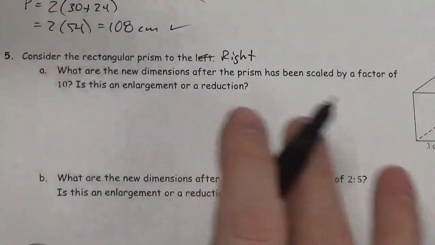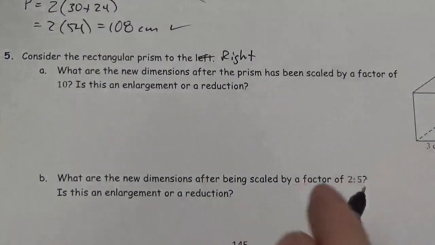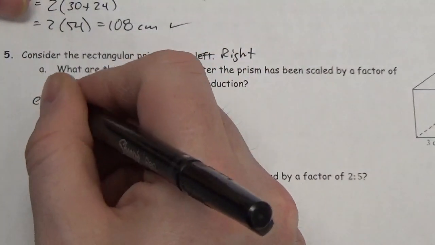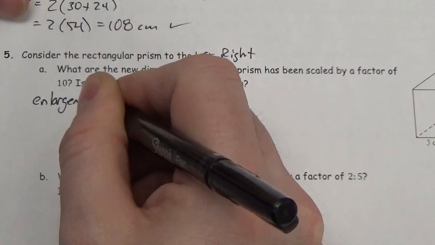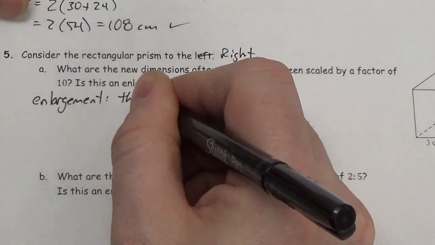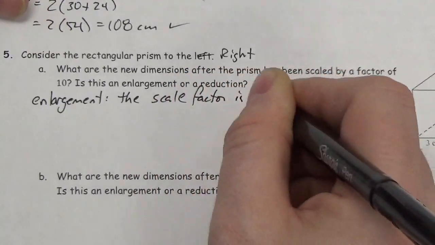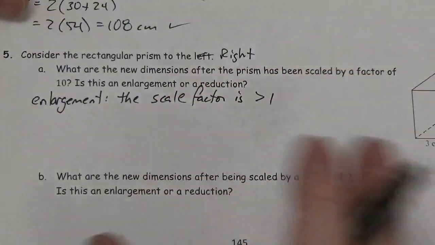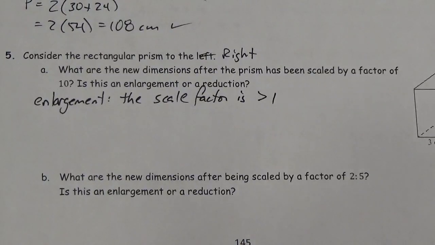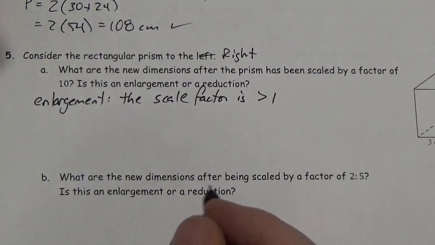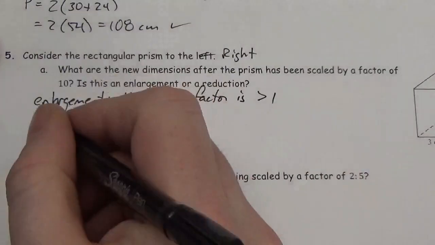Now, before I look at it at all or do any kind of math here, I know this is an enlargement. The scale factor is larger than 1. That's all I needed to know here. Now, let's take a look at the dimensions here. So let's take a look at, let's say, the length.